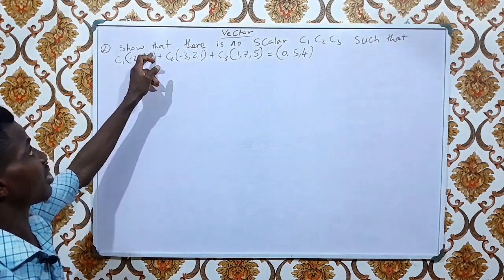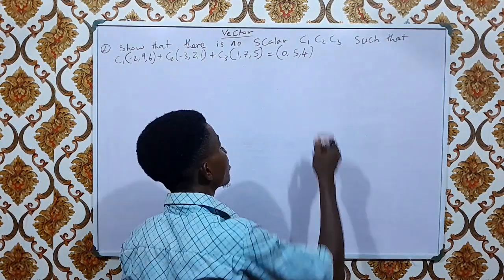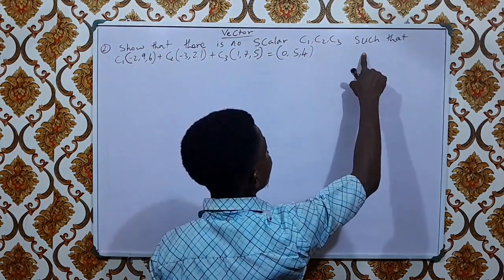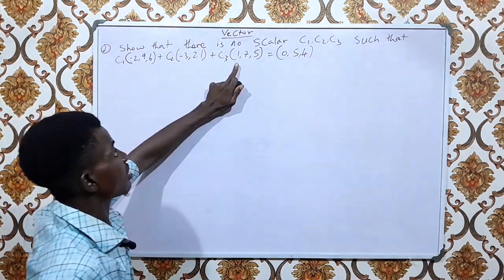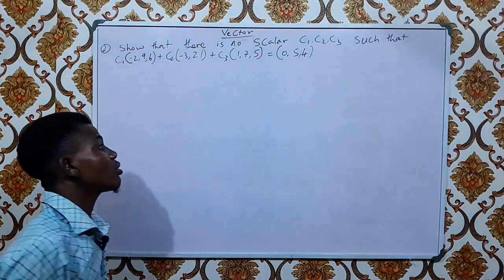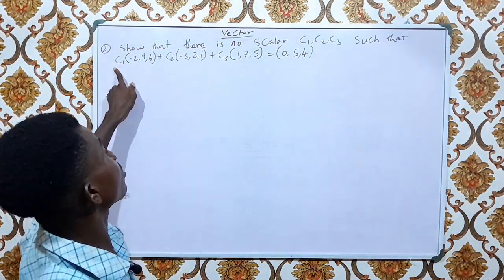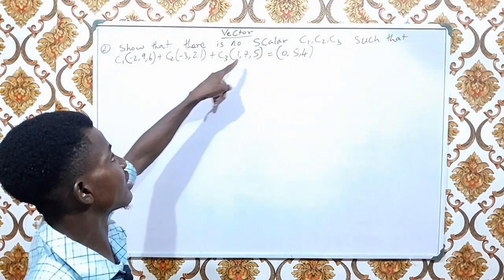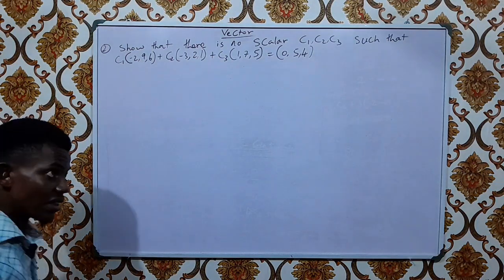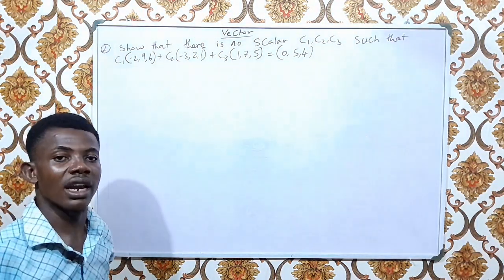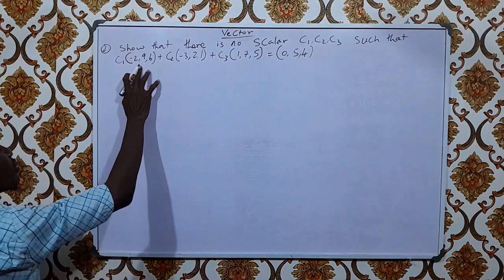The second example says, show that there is no scalar C1, C2, C3 such that C1, C2, C3 is equal to this. This question means that we show there is no scalar here that will multiply these things to give us this. How do we show it? The same process we took in example 1. We open this bracket.